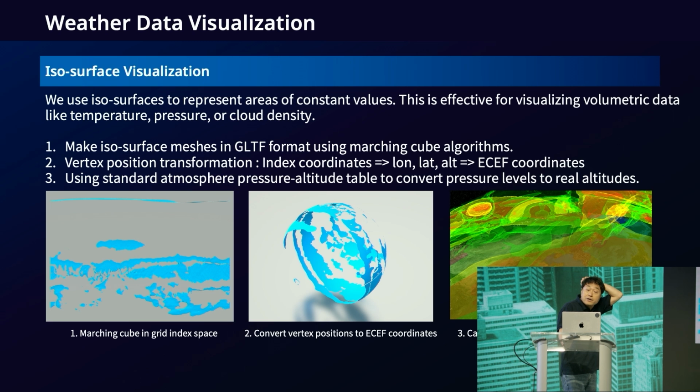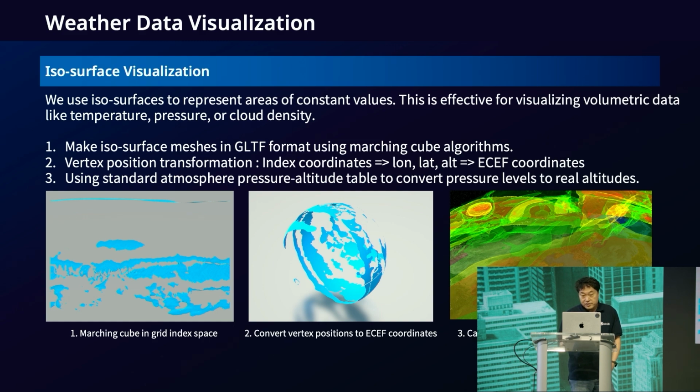So we use ISO surface to represent areas of constant values. This is very effective for visualizing volumetric data like temperatures, pressures, or cloud density. At first, we take GRIB2 data or NetCDF data and convert those data to a glTF format using the marching cubes algorithm. And then we change the coordinate systems from GRIB2 to vertex position, also centered and flat coordinate systems.